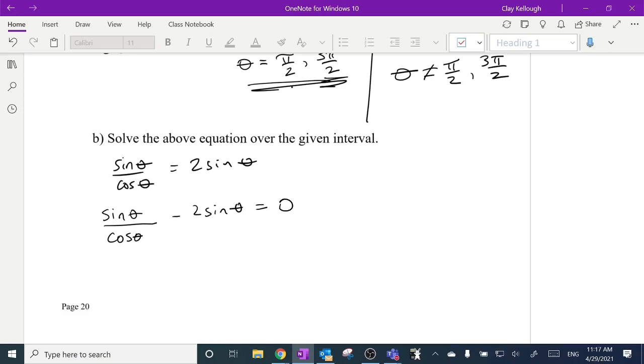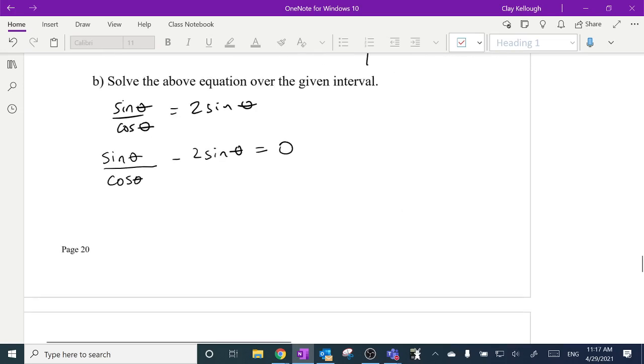And have 0 on the other. So that opens up my ability to use my factoring skills, right? Because with my factoring skills, I can now solve, because 0 is on the other side. If you're going to solve an equation using factoring, 0 has to be on the other side. So I'm going to now factor out sine theta. And that gives me 1 over cos theta minus 2 equals 0.